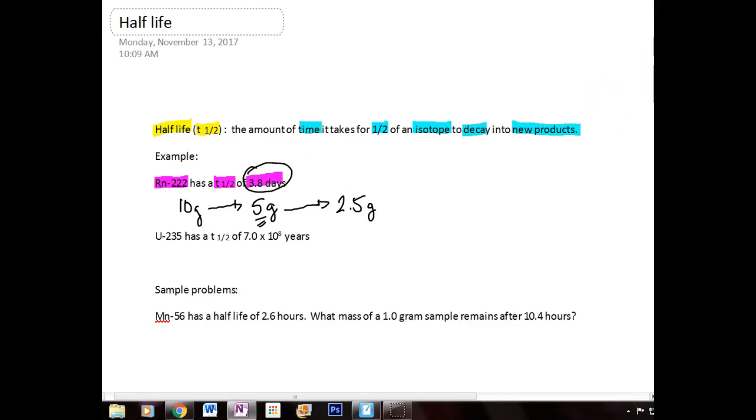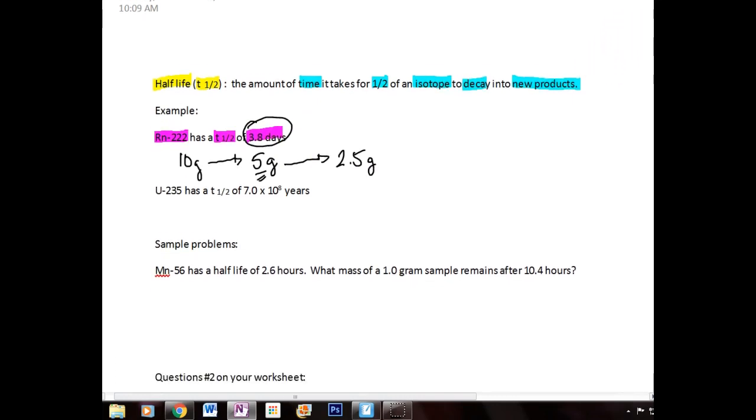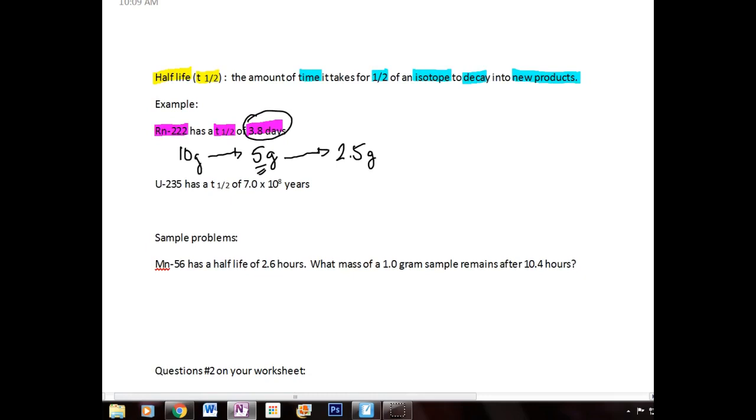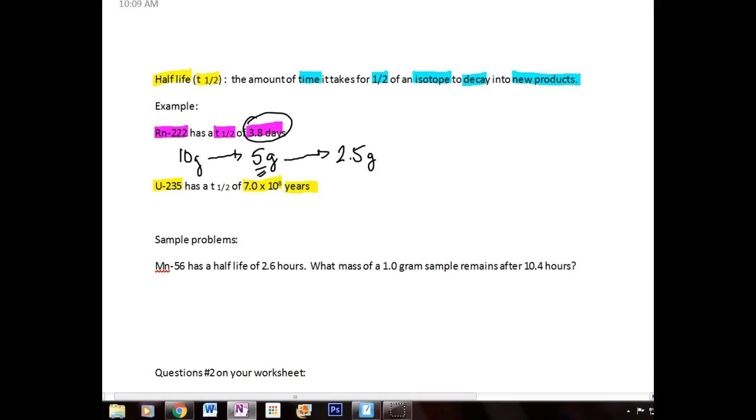Now, some elements such as Rn have a very short half-life. 3.8 days is relatively short. Uranium-235, which is the main component in nuclear reactors, has a half-life of 7.0 times 10 to the 8th years, which is a very, very large number. And that's why we talk about this with respect to our project. Uranium has a very long half-life and stays around for a very long time.